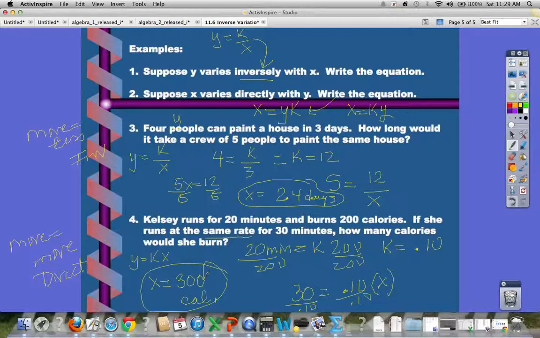All right, so we will work on problems in class. If you have any questions, come see me. But the key to these variations is to understand more equals less or less equals more is inverse. More equals more or less equals less for direct. Okay? See you in class.